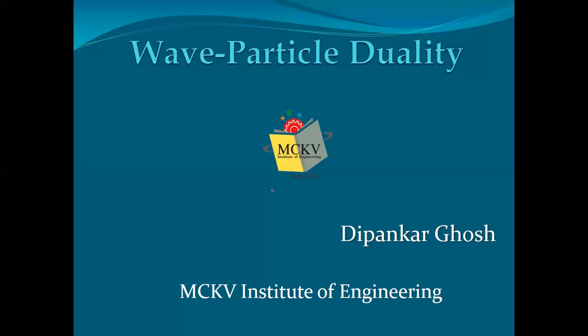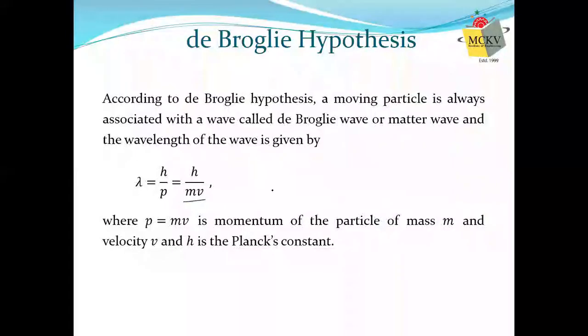Then Louis de Broglie thought, is it possible that a particle like an electron may show its wave nature? And the de Broglie hypothesis was established. According to the de Broglie hypothesis, whenever a particle is in motion, a wave called de Broglie wave or matter wave or pilot wave is associated with that particle.